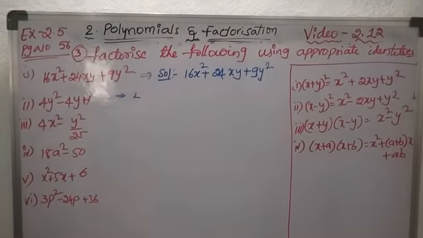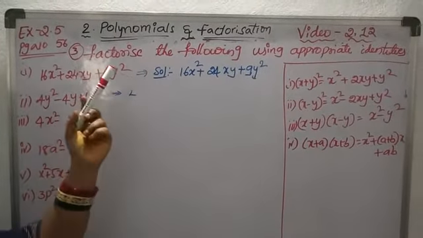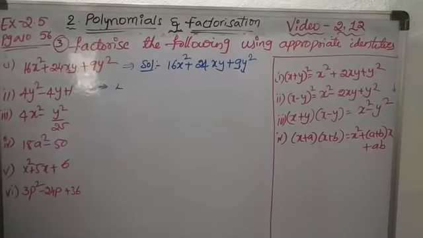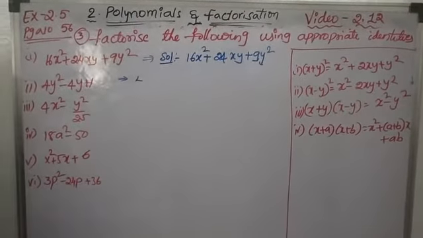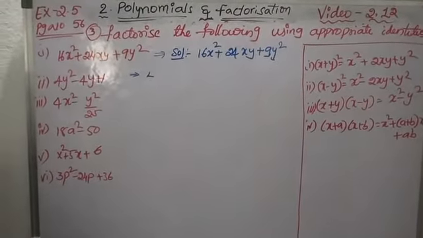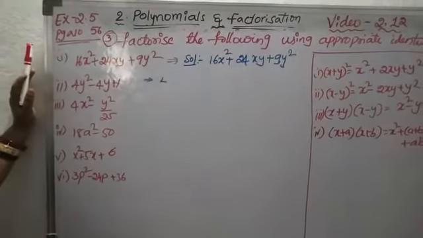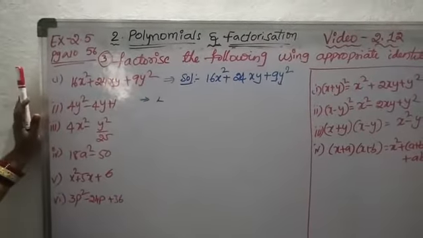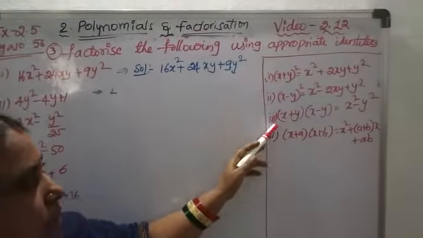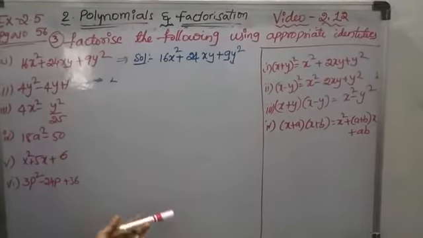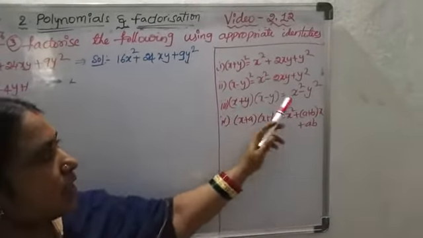Now third bit. Factorize the following using appropriate identities. Here 6 problems are given in this bit, but there is just a small change from the first bit to the third bit. In the first bit they mention it in this form, but in the third bit they mention it given in this form.